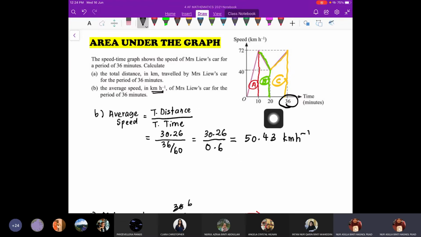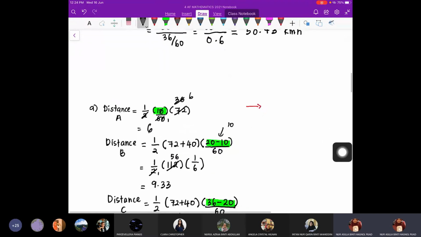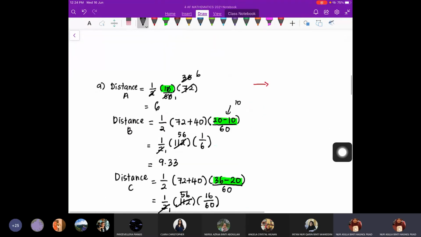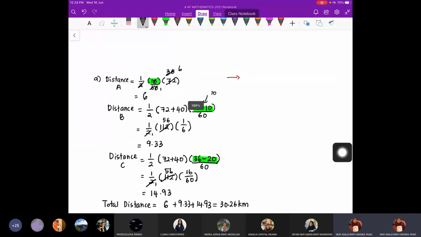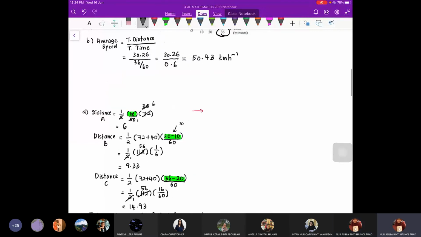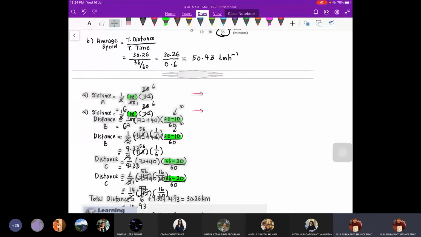So that's it. So kat sini, you have to calculate the total distance first. And then make sure you, macam tadilah saya pun dah terlupa untuk tukar minutes to hours. Okay, so have to be alert. Alright, is there any questions here? Ada soalan tak dekat sini?